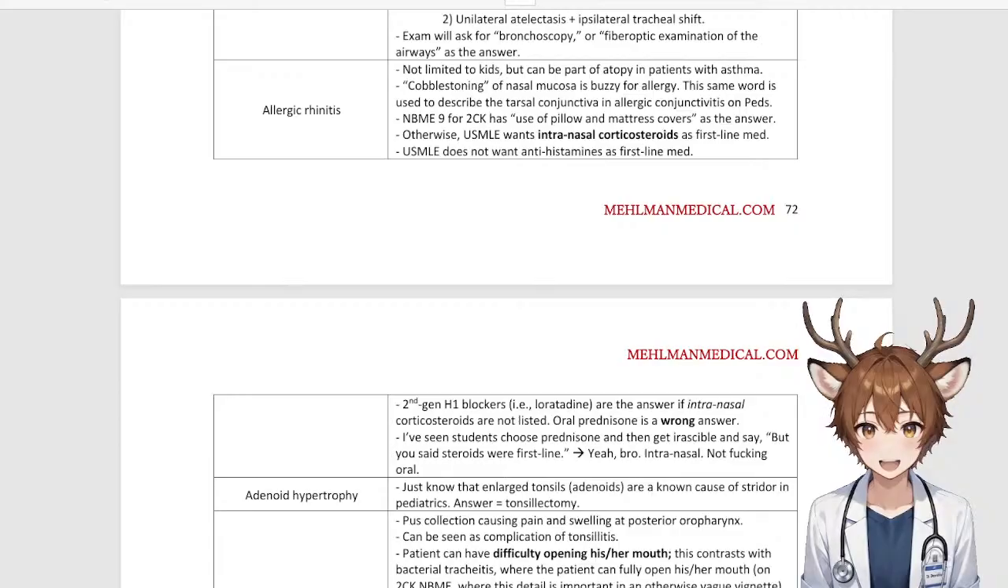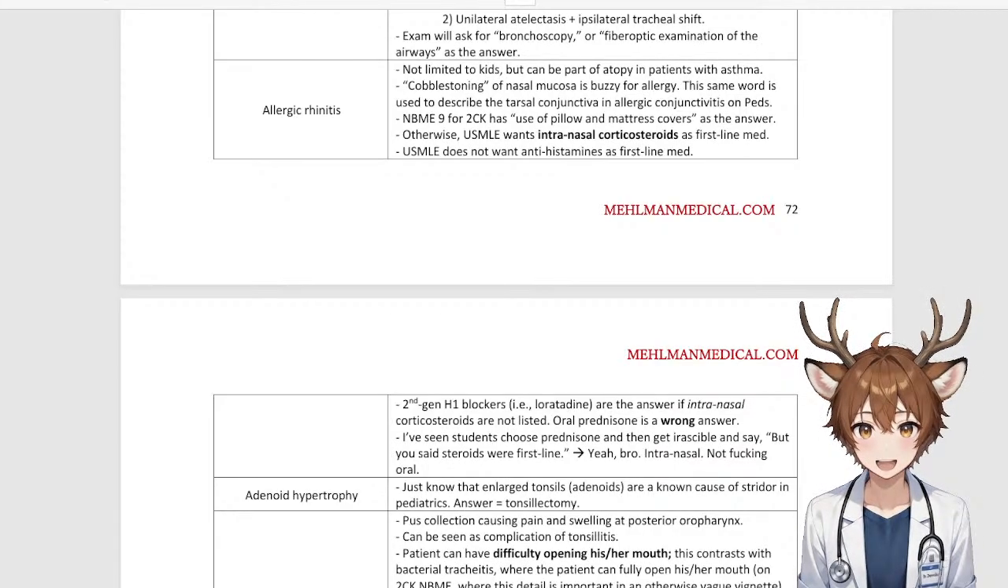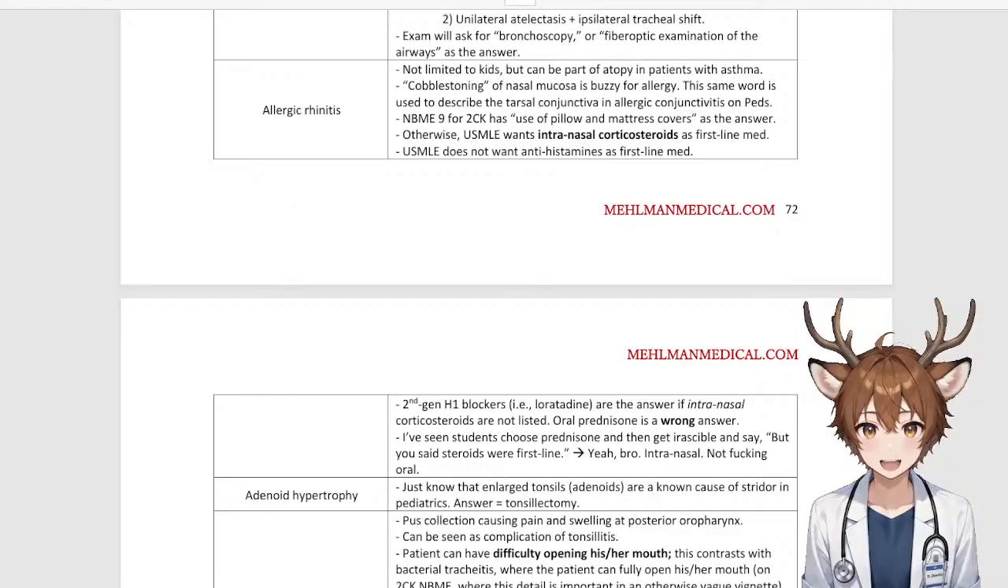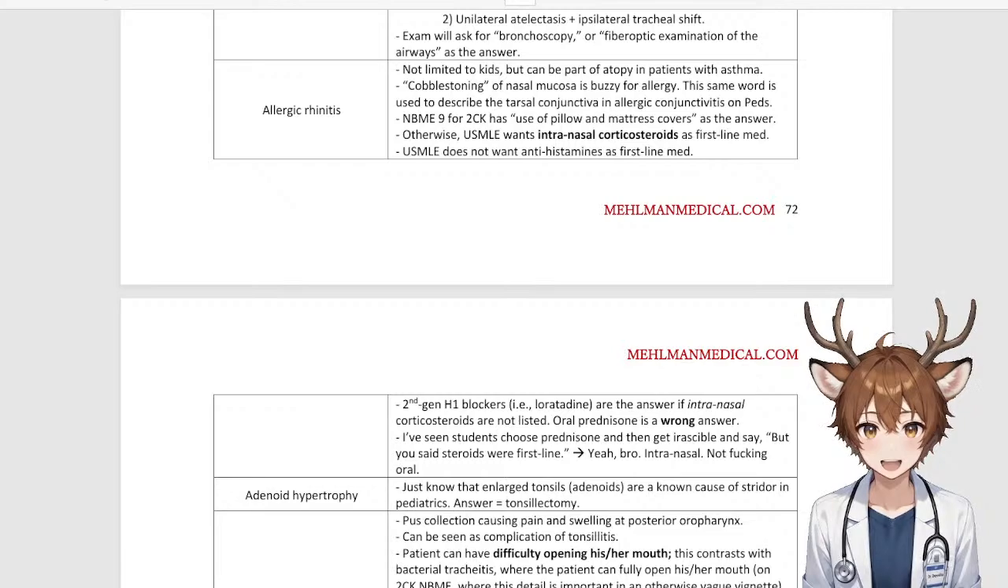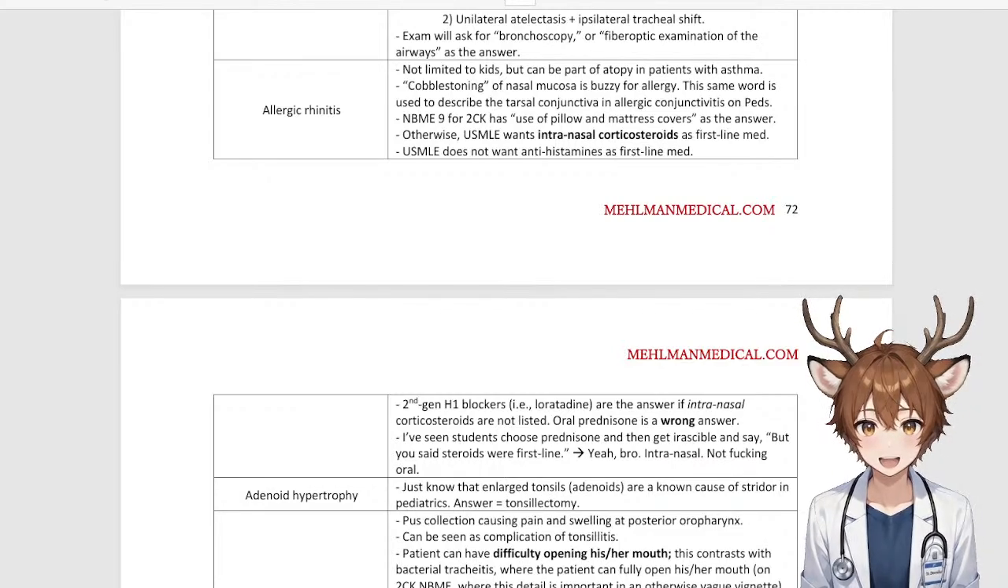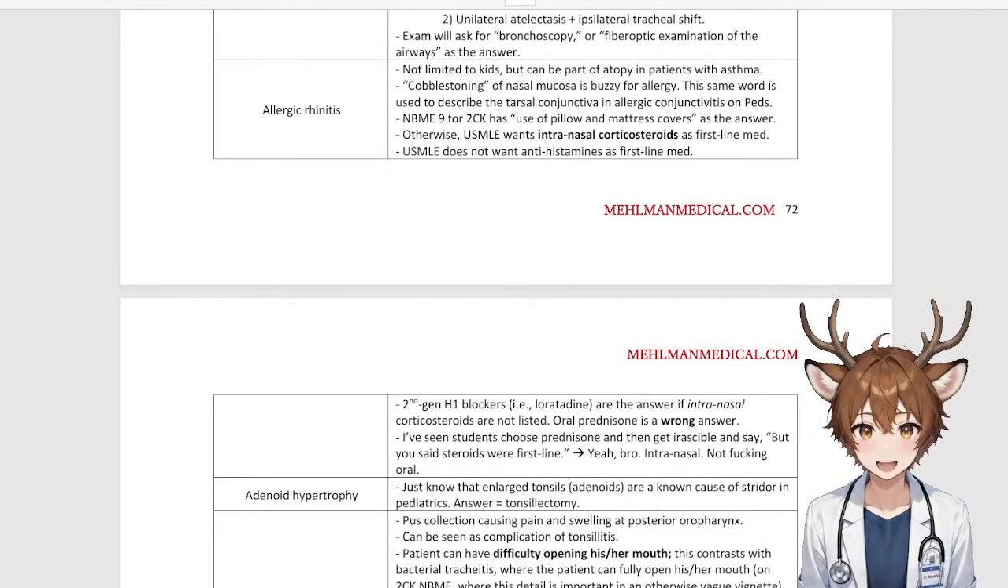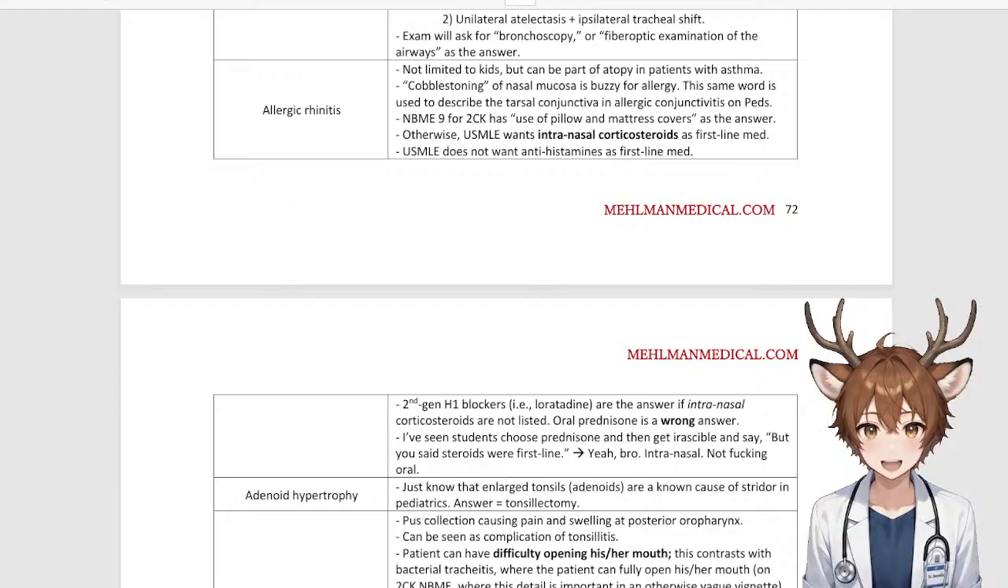Allergic rhinitis. Not limited to kids, but it can be part of atopy in patients with asthma. Cobblestoning of nasal mucosa is buzzy for allergy. This is the same word as used to describe the tarsal conjunctiva in allergic conjunctivitis on peds. NBME 9 for 2CK has the use of a pillow and mattress covers as the answer.